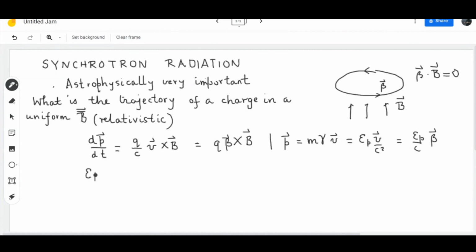So E by C beta dot is Q beta cross B. Or beta dot, this is an equation for beta dot, is QC by E, the energy of the particle, times beta cross B. And now I can write my components. So all these are bars.